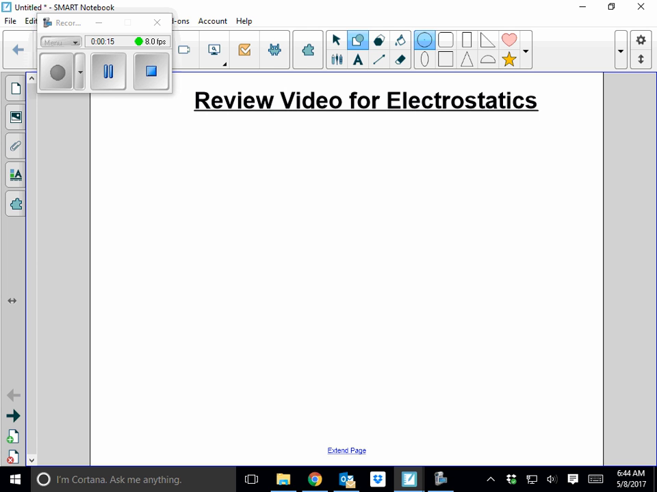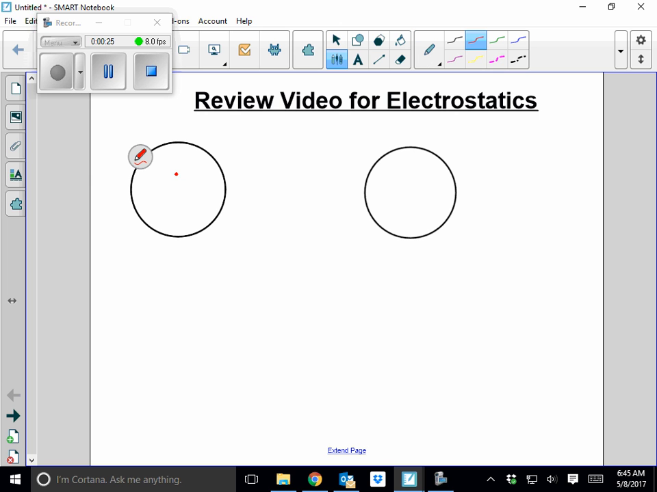When we talk about charges, we have two types of charges. We have a positive and a negative, which consists of the proton and the electron. Since these things are so small, we can't see them, so we use a model such as a simple circle with a positive and a simple circle with a negative.